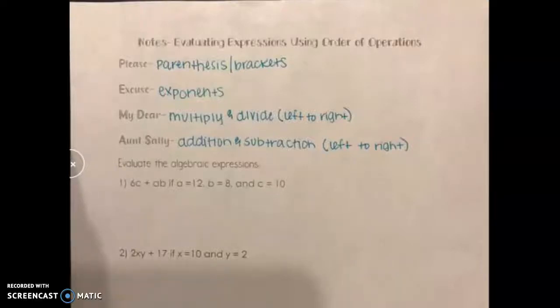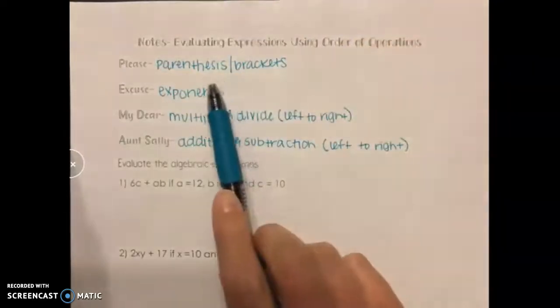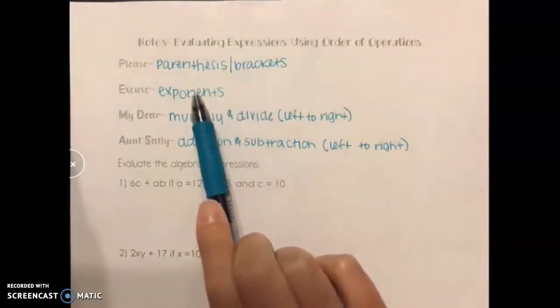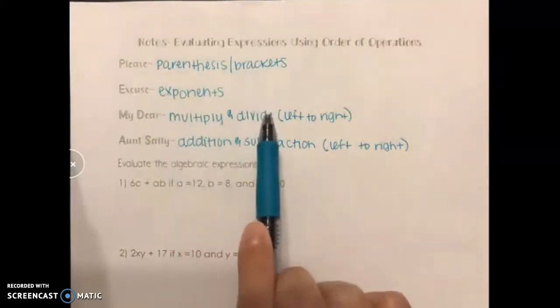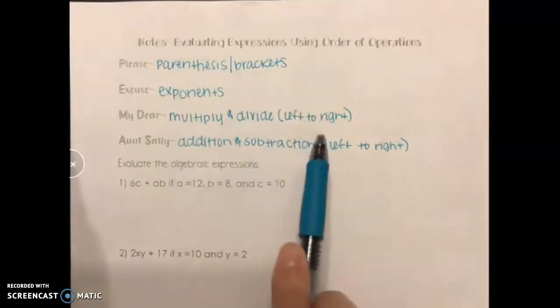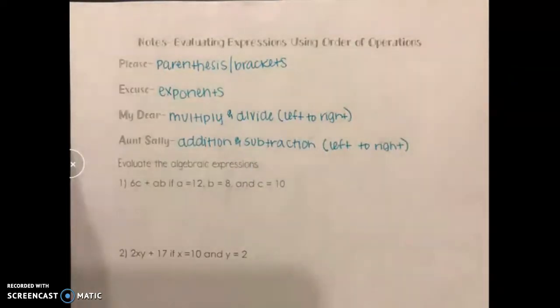Hey guys, so today we're going to be looking at evaluating expressions using order of operations. All right, so remember with order of operations, we have our nice little saying, please excuse my dear Aunt Sally, and remember what that means. We're going to do the parentheses and brackets first. We'll figure out our exponents first. We'll multiply and divide, whichever one comes first, left to right, and we'll add and subtract, whichever one comes first, left to right.